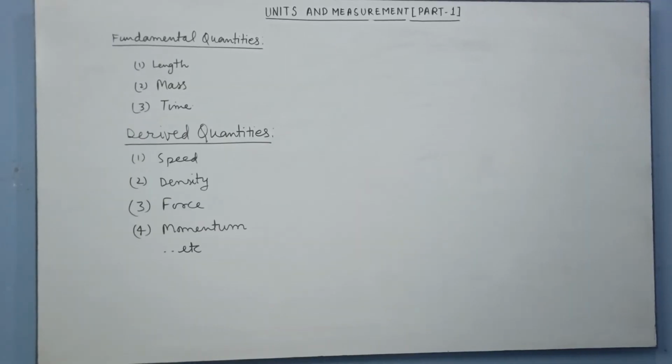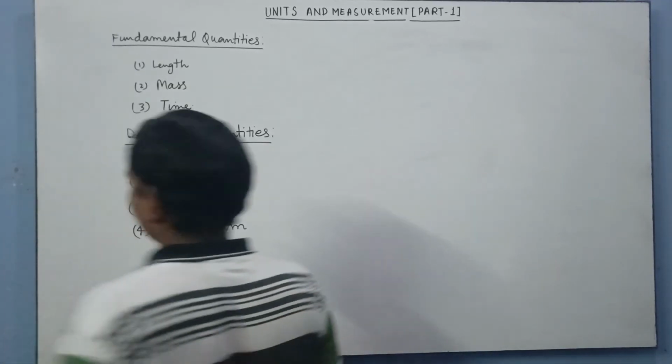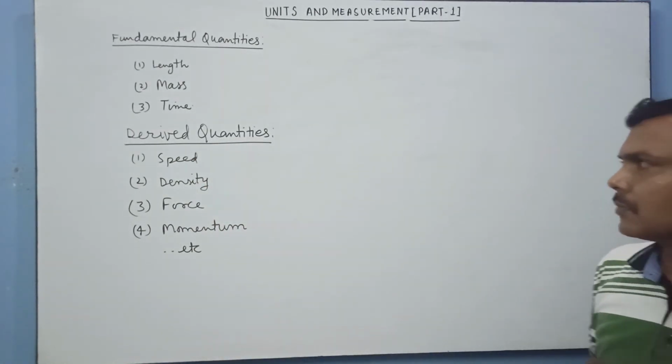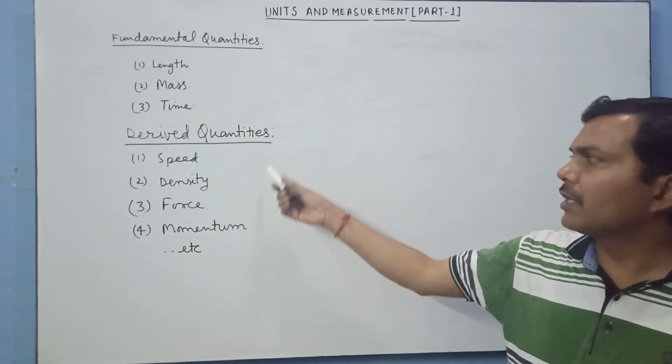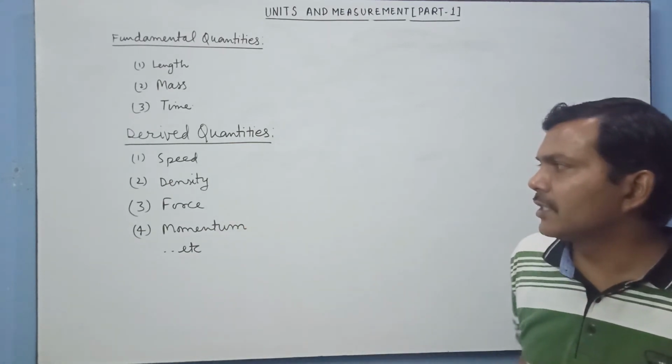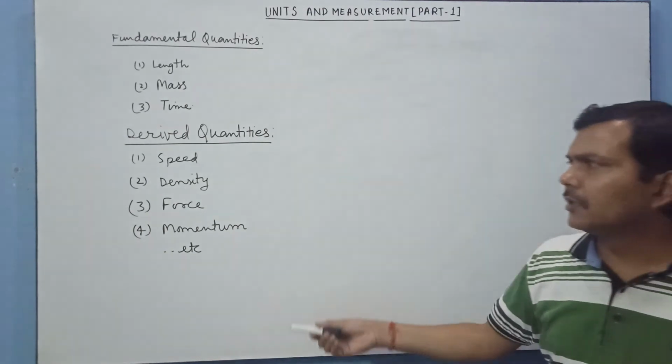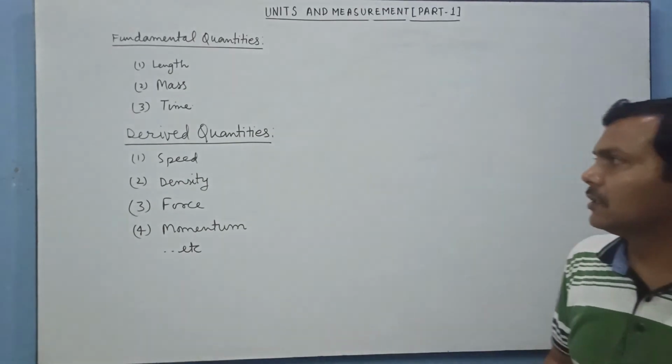Next are derived quantities. The physical quantities which can be related or expressed in terms of fundamental quantities are known as derived quantities. Examples of derived quantities are speed, density, force, momentum and etc. Similarly, there are many other derived quantities.